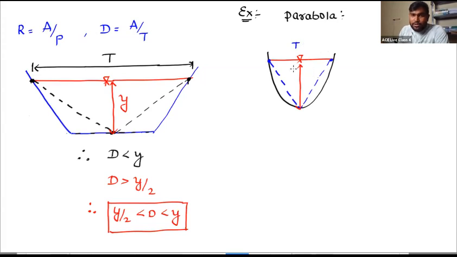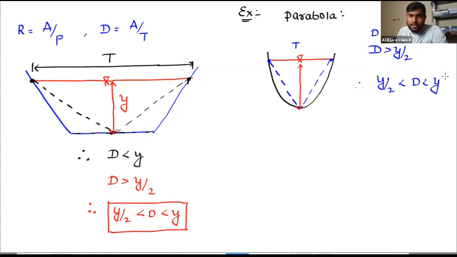So now compared to the flow area of the triangle, the parabola has more area, more D. So obviously the D value is going to be more than Y by 2, but the D value is going to be less than Y. So the value is going to be Y by 2 less than D less than Y. So the D value must be in between Y and Y by 2.